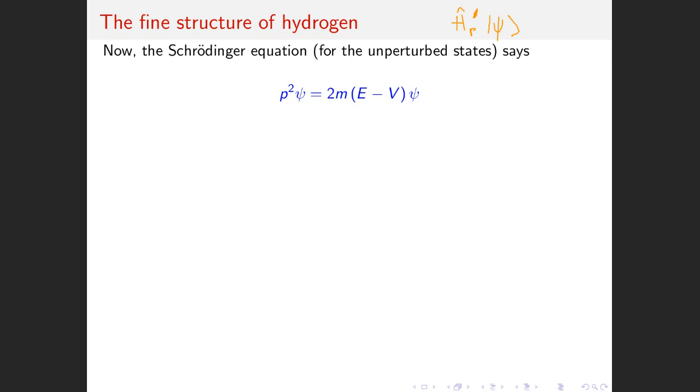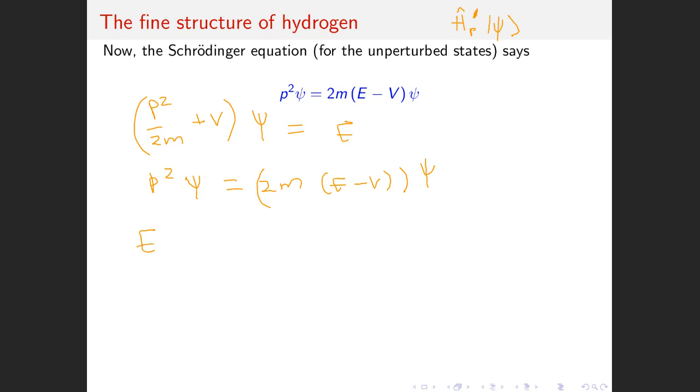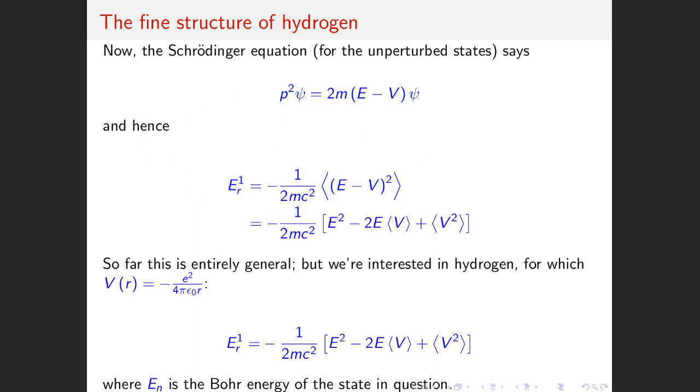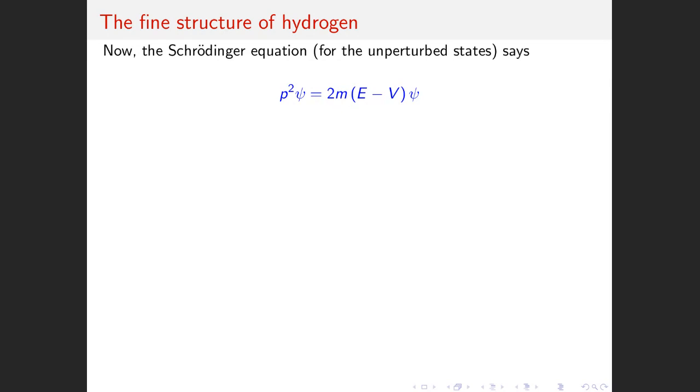So the same here, but you know from the Schrodinger equation. So the Schrodinger equation, if you write it down, P squared over 2m plus V, acting on psi, this will give you E psi. So from this Schrodinger equation, you can get what is the expression for P squared psi. It's given by 2m (E minus V) psi. So this means that you can rewrite the expression for the relativistic correction to be in terms of that 2m (E minus V), or let me just say this.